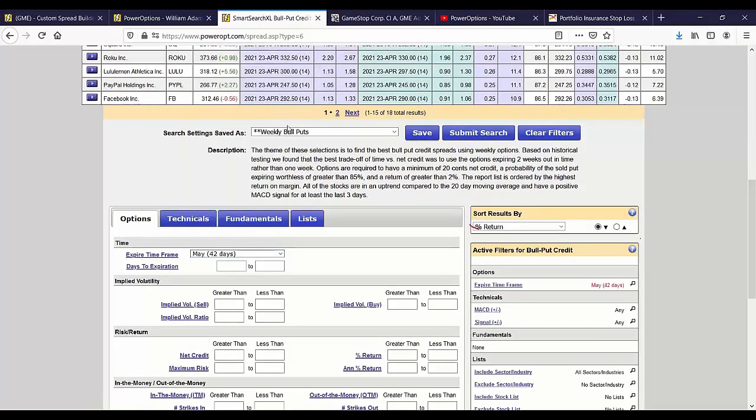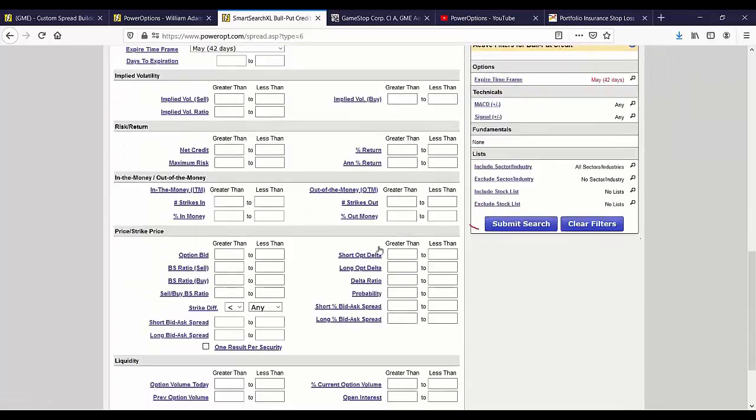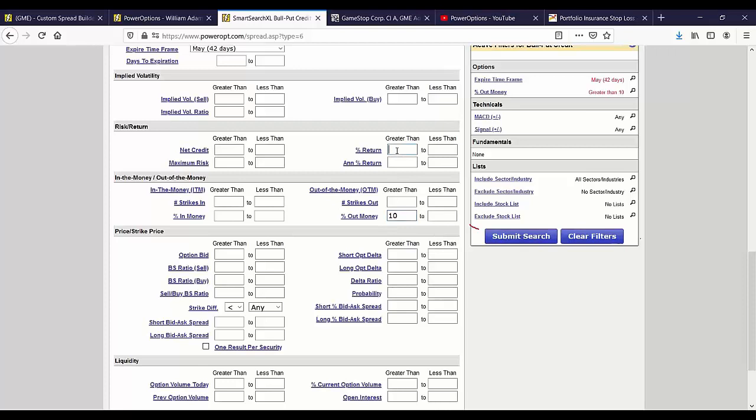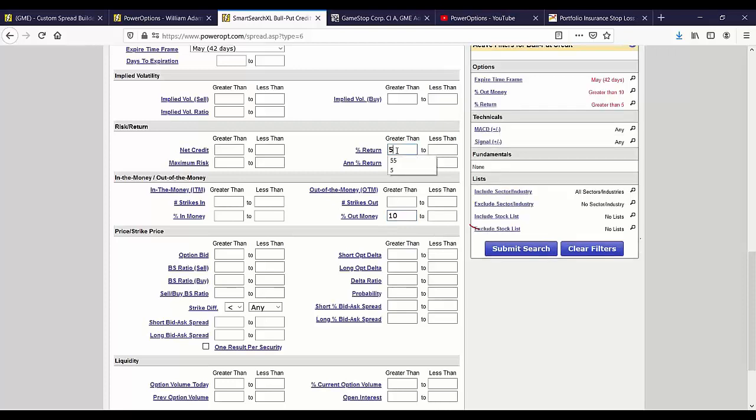These don't offer weekly, so I'm just going to go directly to May. And what do we want? I want 10% out of the money. I want at least a 5% return. I got to keep this one low. We saw earlier that these aren't really great candidates for bull put credit spreads. They're slower growth stocks, but good growth stocks. Both are up about 10% from where I entered them.